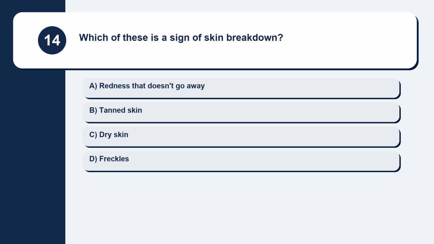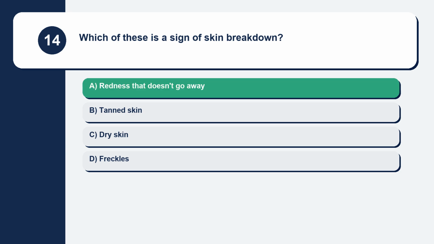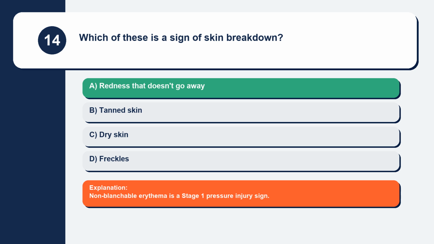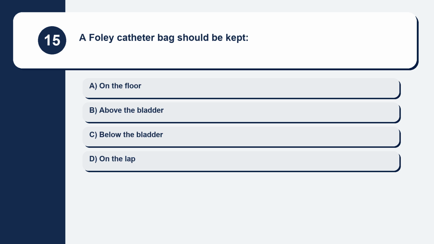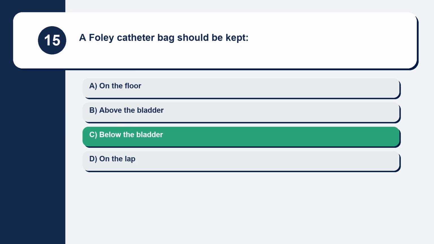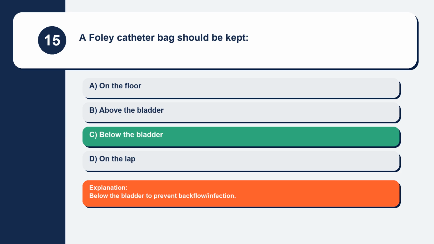Question 14. Which of these is a sign of skin breakdown? Redness that doesn't go away, tan skin, dry skin, freckles. Non-blanchable erythema is a stage 1 pressure injury sign. Question 15. A Foley catheter bag should be kept on the floor, above the bladder, below the bladder, on the lap. Below the bladder to prevent backflow infection.